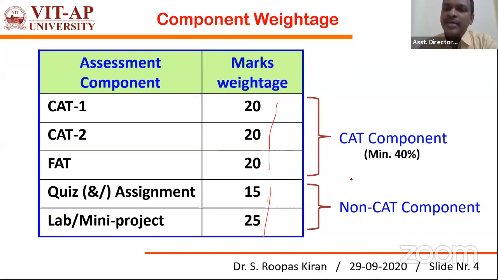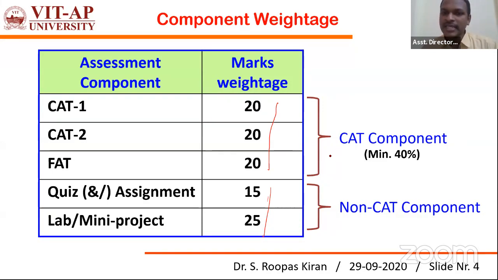So here we have one particular restriction: out of this CAT component, that is 20 plus 20 plus 20, that is 60. Out of 60, you must score a minimum of 40%. 40% means 60 marks into 0.4, so 24 marks. So you must score a minimum of 24 marks out of this 60 marks. Okay, so this is a compulsory condition.